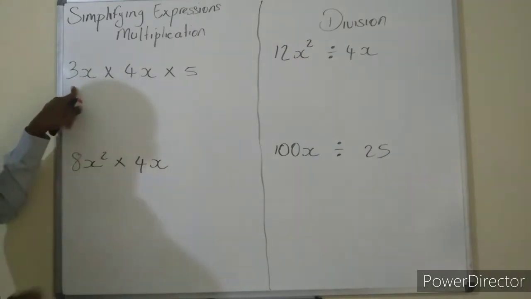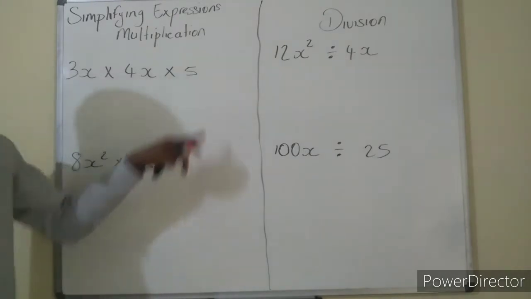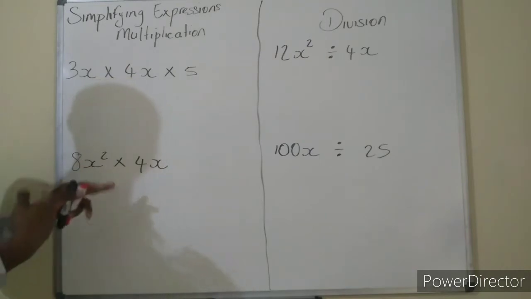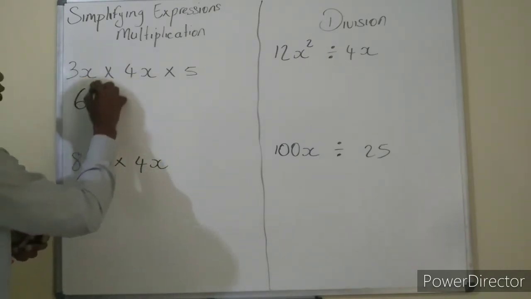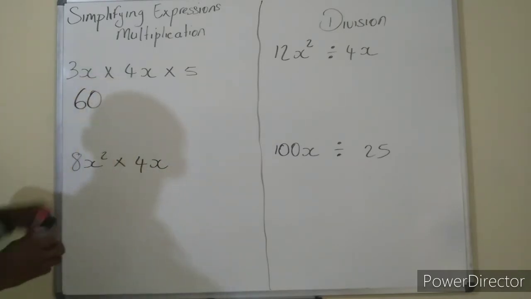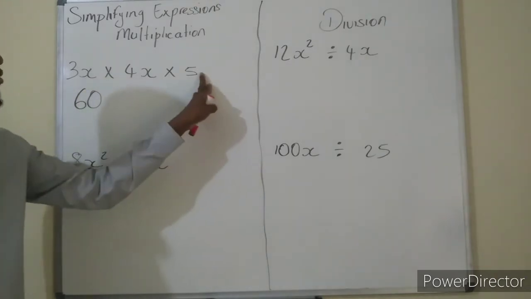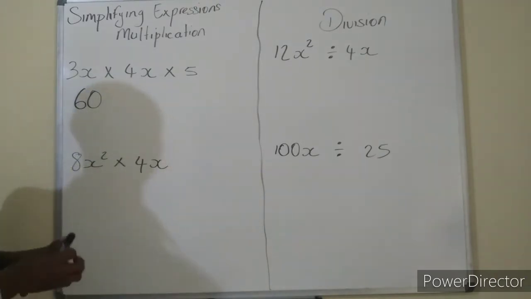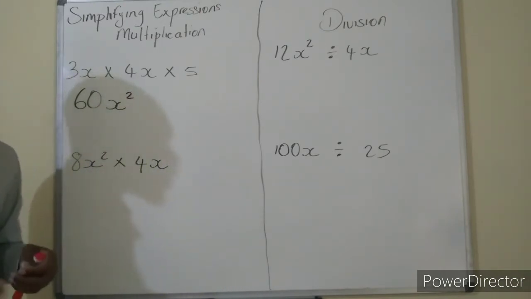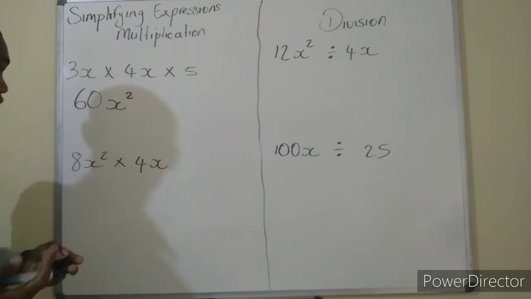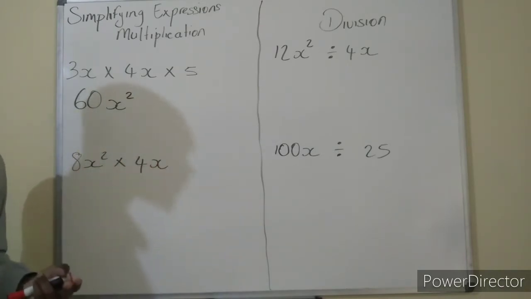So in this case, to multiply this, you focus on your numbers first. So it's 3 times 4 times 5. So 3 times 4 is 12. 12 times 5, that's 60. So you'll write your product for the number first. Now, x times x, that is x squared. You don't have any variable over here, so you'll stop there and put your x squared.